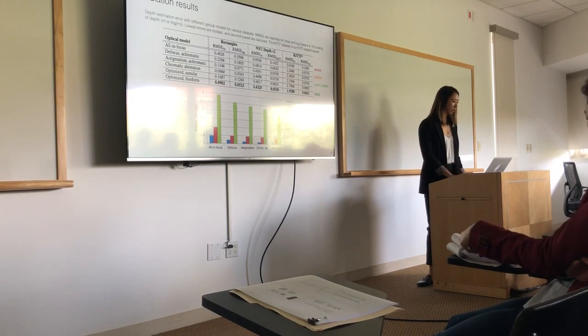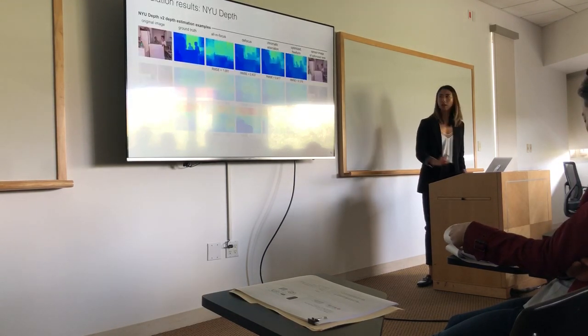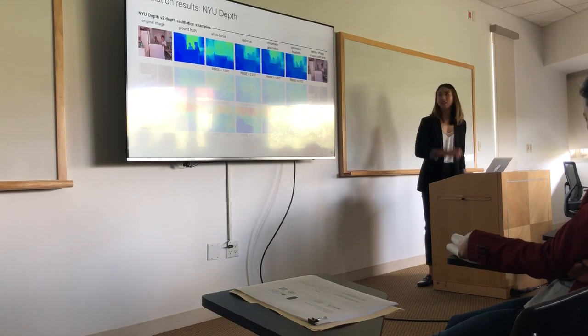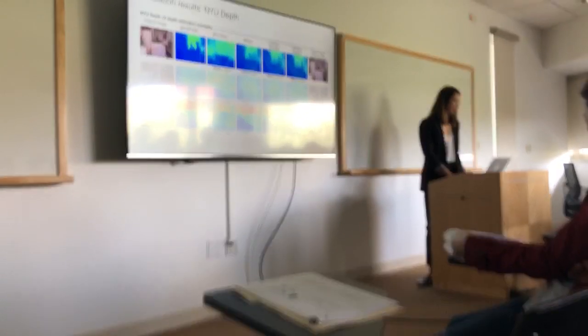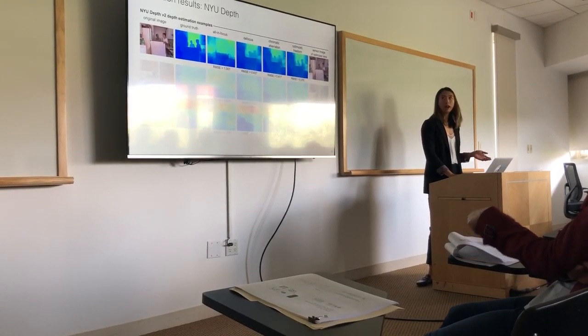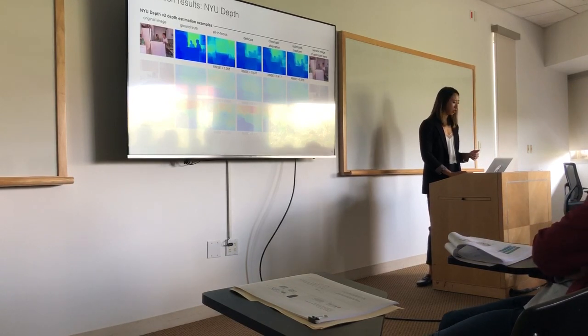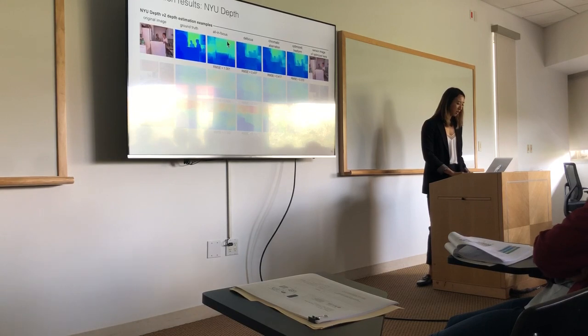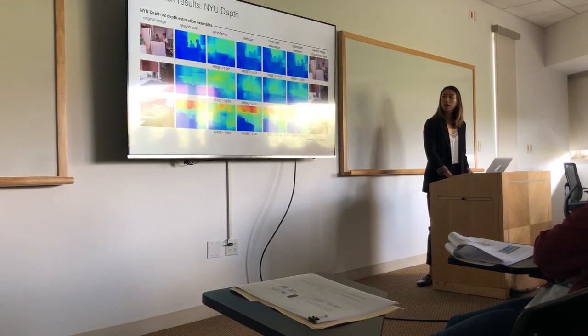Now that you have that in mind, we'll look at some qualitative results just so you can convince yourself that that's true. So here, each row is a different example, and from left to right, I'm showing the original image, the ground truth depth map, the all-in-focus depth map, which has a lot of errors, and then as you move right, you see fewer and fewer errors. Here are some other examples of that.